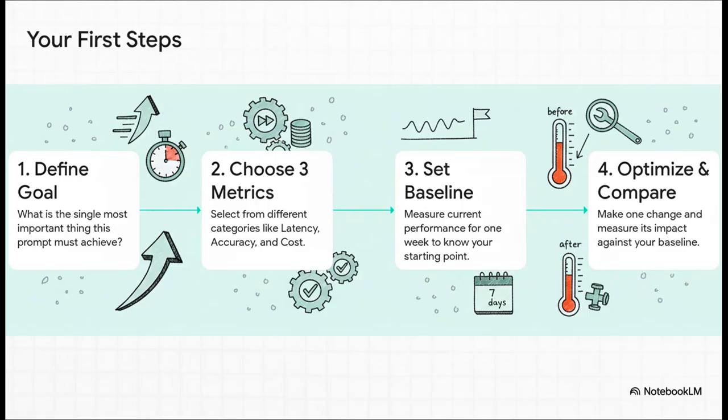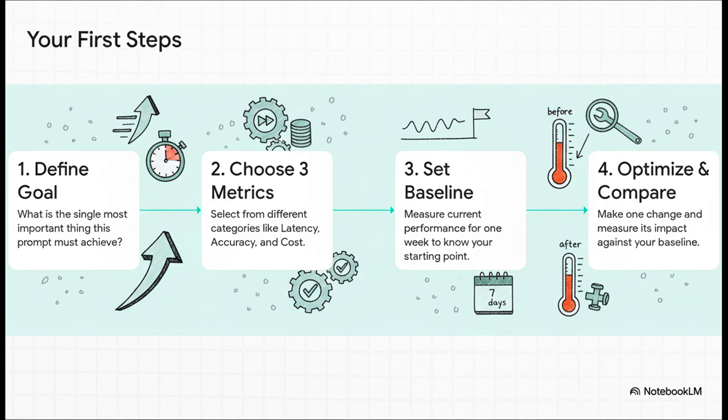First, just define your main goal. What's the number one most important thing? Is it speed? Is it accuracy? Pick one. Step 2, choose just 3 key metrics to start with. I'd suggest picking one from 3 different categories, like one for speed, one for quality, and one for cost. Step 3, and this is absolutely critical, establish a baseline. Run your current prompt for about a week so you know how it performs before you touch anything.